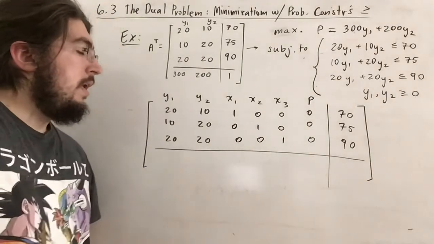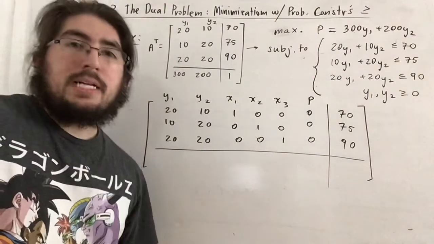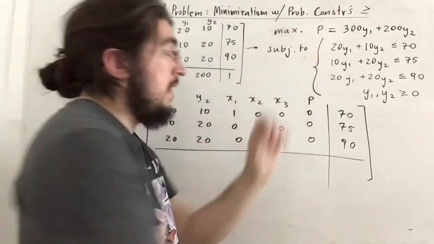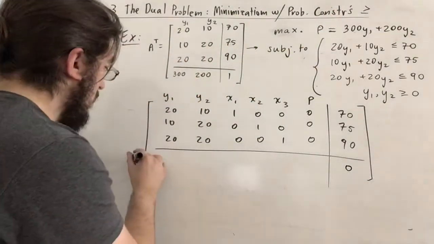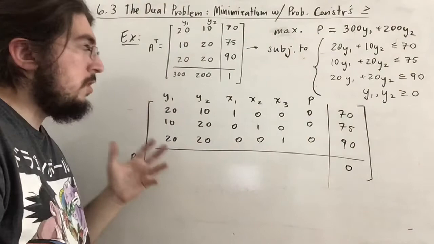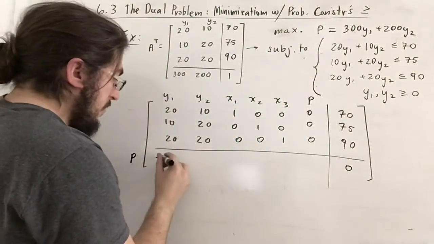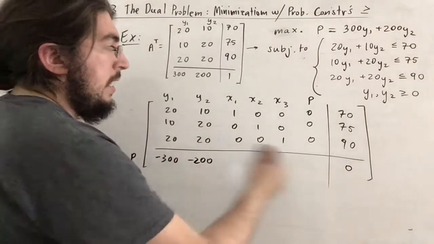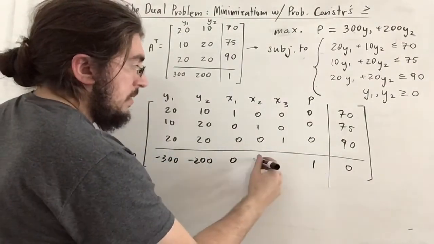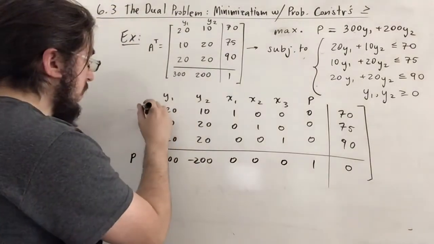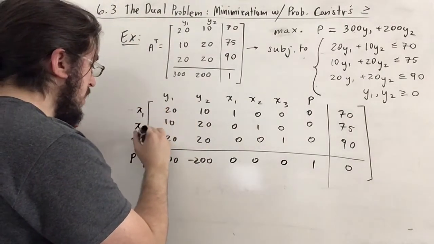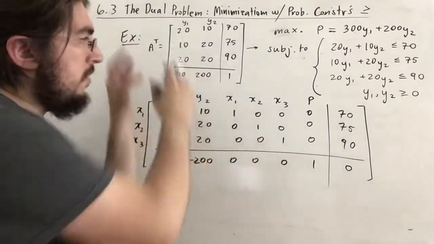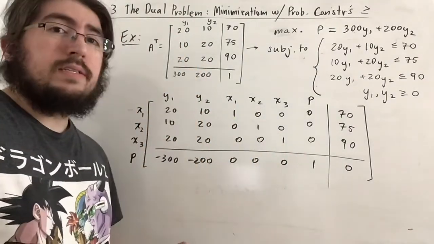Perfect. And now what about our objective function? Well, remember, we subtract these to the left so that we have 0 on that side for the p row. Good. And now we're going to have negative 300 y1, negative 200 y2, and 1p is 0 of the slacks. And our slacks go here, x1, x2, x3. I'm way out of space. I wrote this too big. But I'm going to try to write a little smaller over here, and we're going to continue with our pivots.